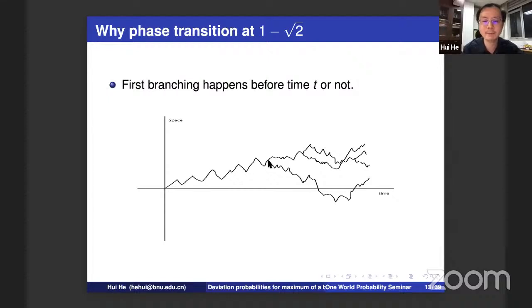Okay, if the lifetime of the ancestor is less than t, this means the first branching happens before time t. If the lifetime of the ancestor is larger than t, it means that the first branching happens after t. Okay, so this is just the first branching event. I shall show why this is true, in fact.